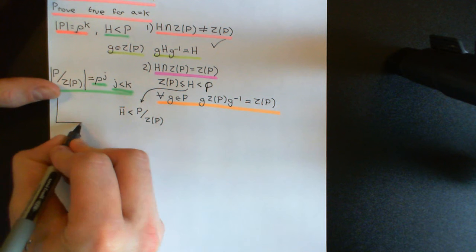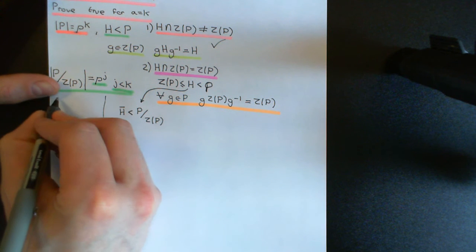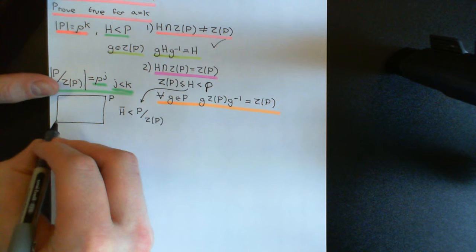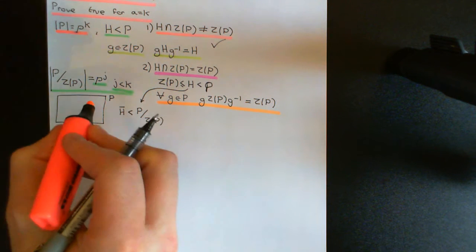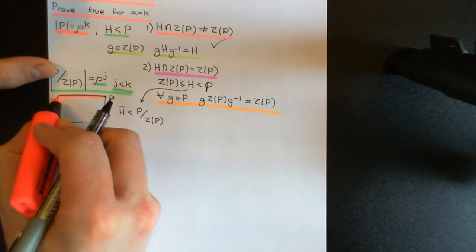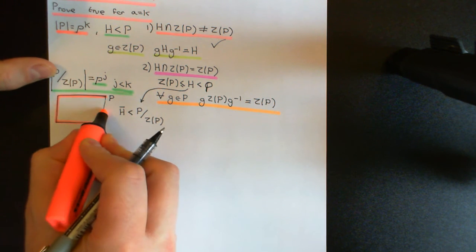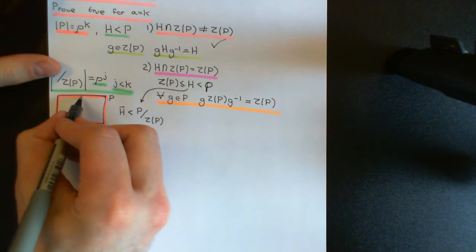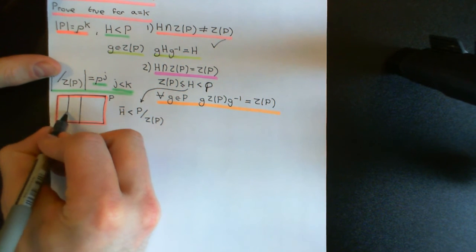Okay, so drawing a picture for this then, let's have the entire group capital P shown by this box here, and I'll just colour this in red like so, and then we'll have the centre of the P group shown on here, and then of course it will be dividing P up into its cosets. So I'll show this like so.